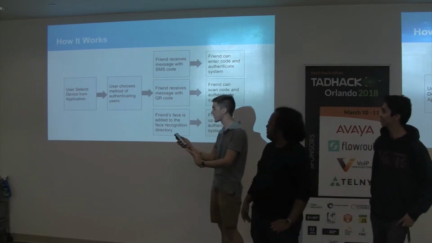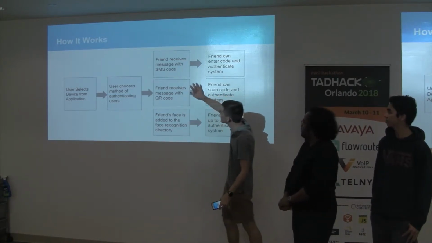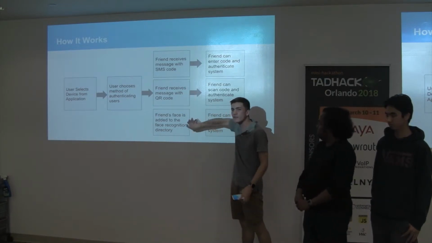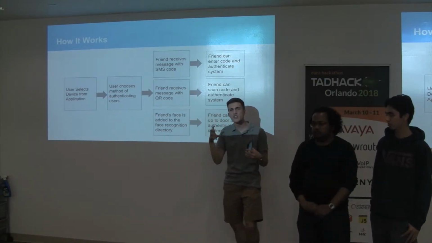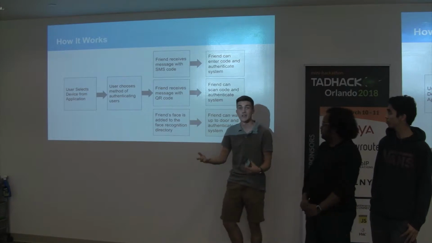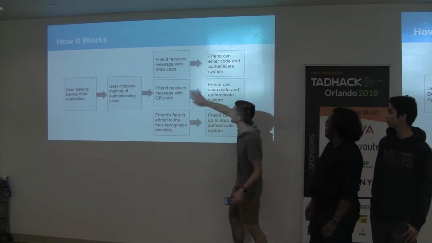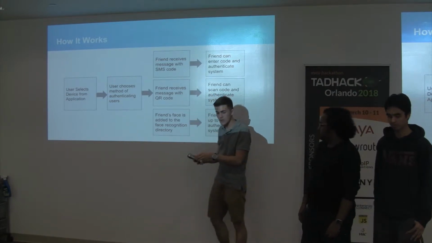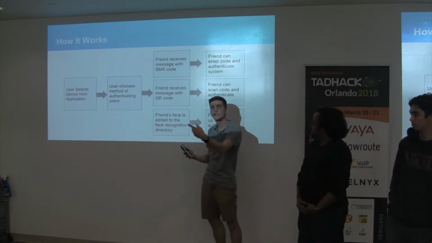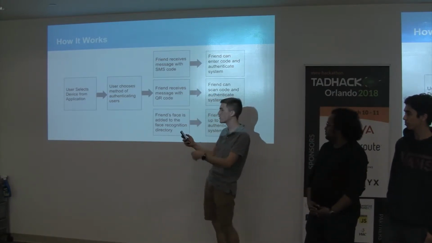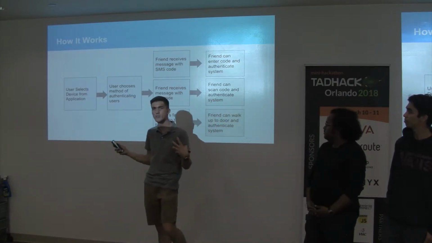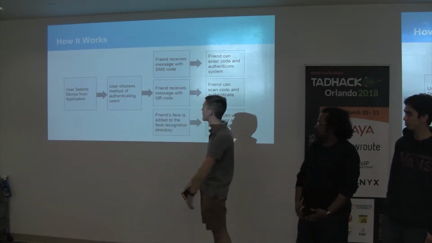So you have the option to authenticate someone via an SMS message, a QR code, or to add that friend's face to the kind of facial recognition directory that we have tried to implement with the whole tech stack you'll see in a second. And if I have their SMS code sent to their phone number, they'll receive it on their phone. They'll walk up to our secure storage panel and be able to log in there.